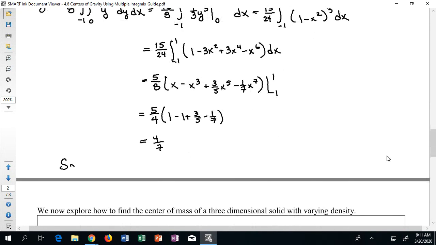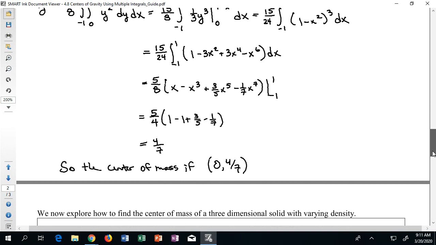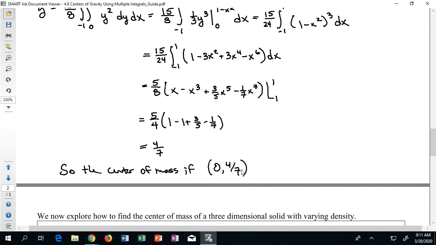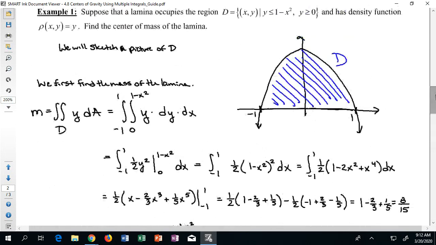So as a conclusion, I can write that the center of mass is (0, 4/7). If I was to take a look at the picture, I could see that this is slightly over halfway to 1. And since I know that this function up here crossed the y-axis at 1, if this is where a half is, then my center of mass is maybe somewhere around here.